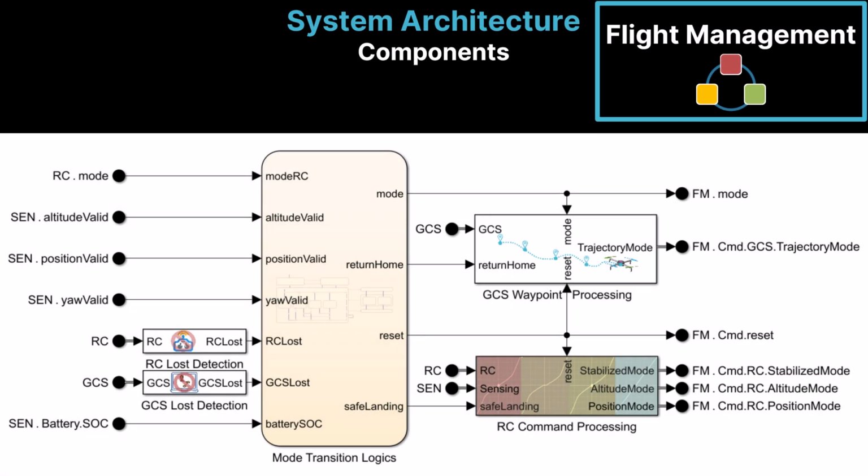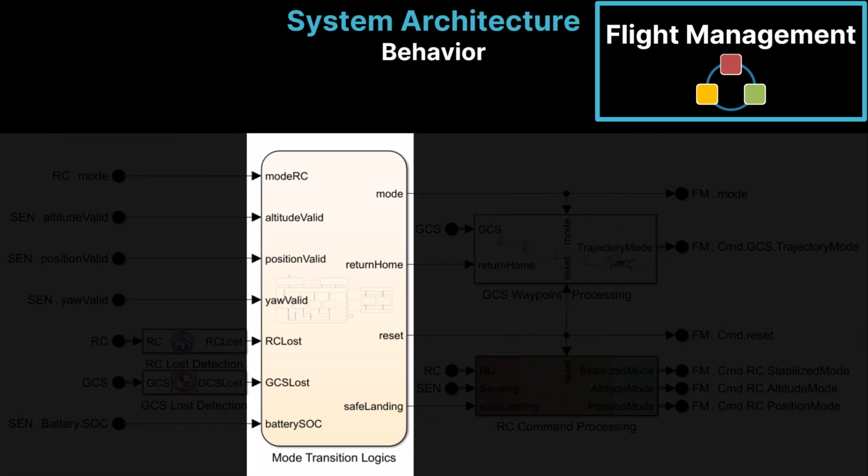In this session, we will explore key components of the flight management system, including flight mode transition logic, remote controller command processing, ground control station waypoint handling, and the detection of lost RC and GCS signals. Let's begin with flight mode transition logic. This defines how the drone switches between modes like manual, autonomous, and return to home based on inputs and system status. We will use Stateflow to model this logic for clarity, safety, and ease of verification.